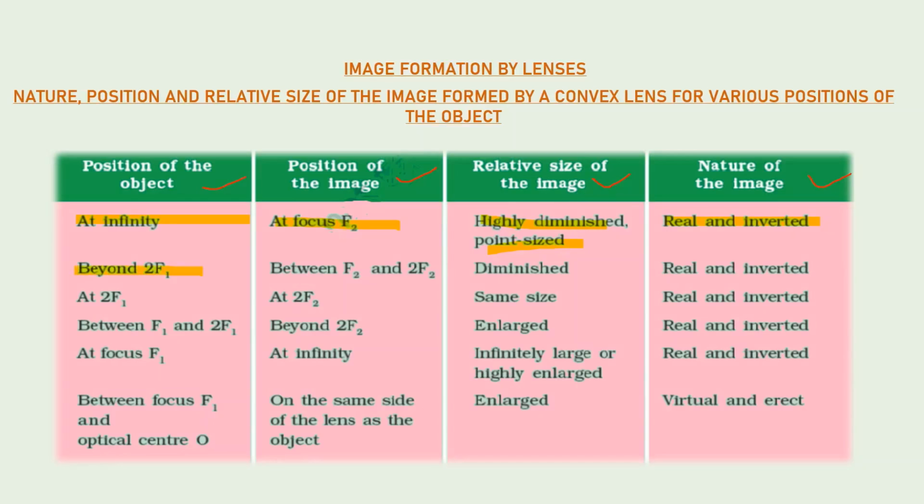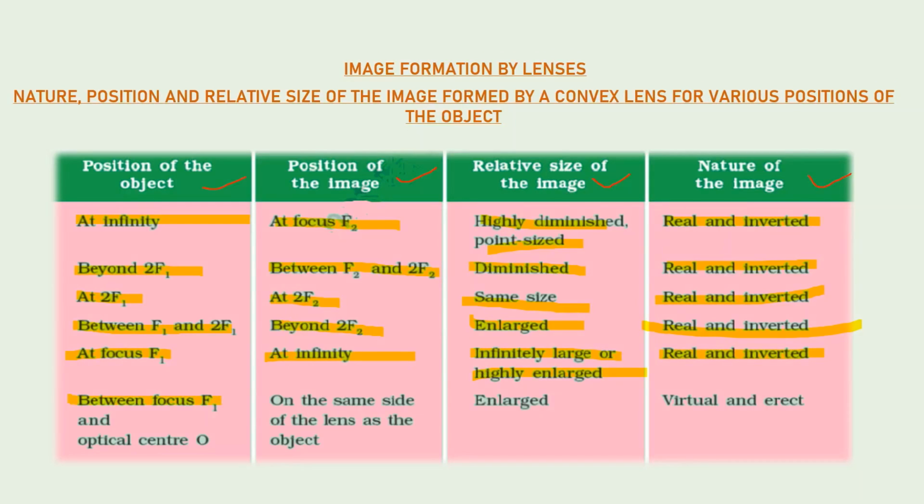When the object is beyond 2f, the image will be formed between f and 2f. It will be diminished, real and inverted. When the object is at 2f, image will be at 2f, it will be of same size, real and inverted. When the object is between f and 2f, the position of the image will be beyond 2f, it will be enlarged, real and inverted. When the object is at focus, the image will be at infinity, it will be infinitely large, highly enlarged. It will be real and inverted.